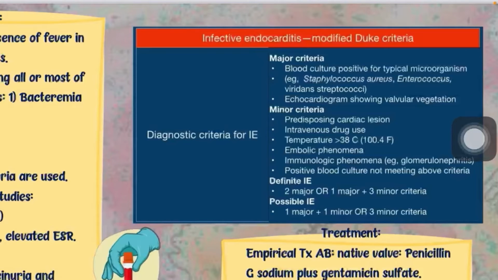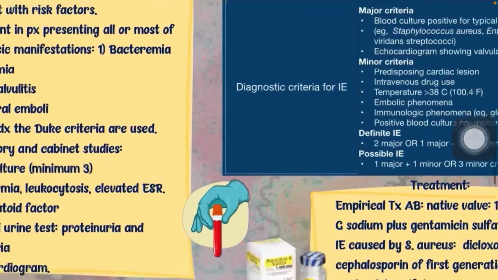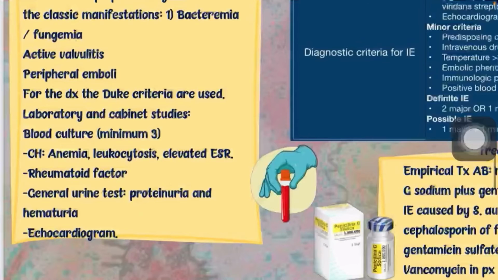When we have two major or one major plus three minor criteria, we can say that it is a definite IE. But if we have one major plus one minor or three minor criteria, we say that we have a possible IE. We can also use the laboratory and cabinet studies, like the blood culture, the hematic cytometry, the rheumatoid factor, the general urine test, and the echocardiogram.